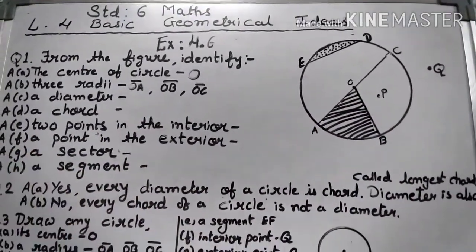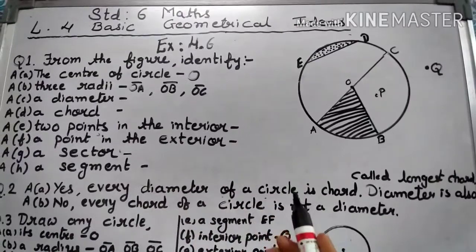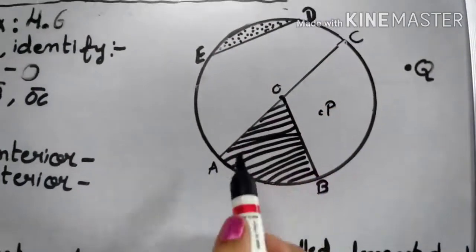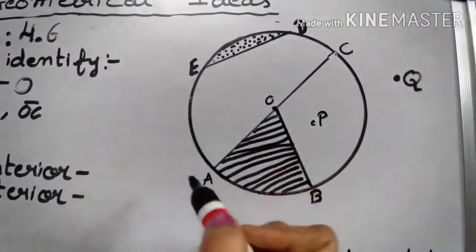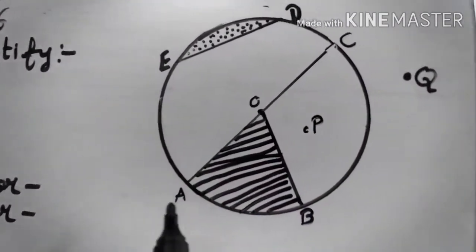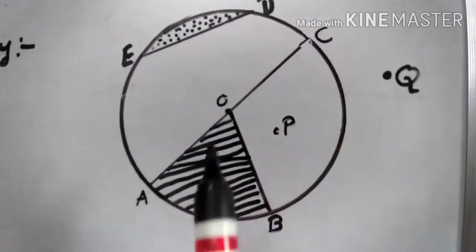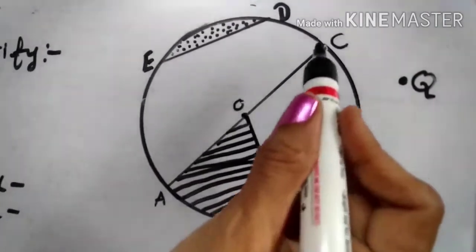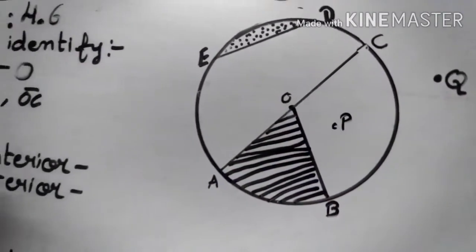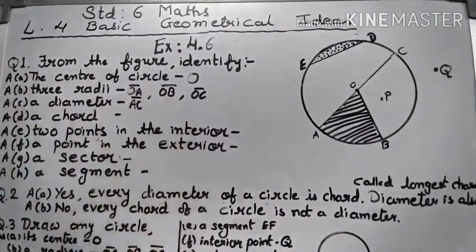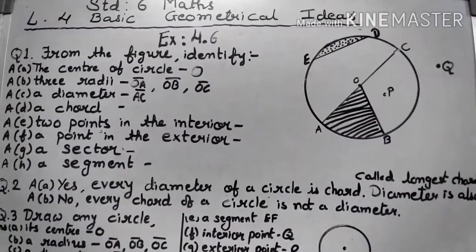Now, a diameter. Diameter is the longest chord passing through the center. Here, can you imagine which is the diameter in this figure? Yes, exactly. AC. AC is the longest chord which passes through the center. So, your diameter is AC. Segment AC is your diameter.